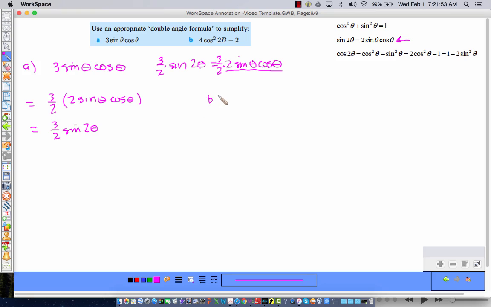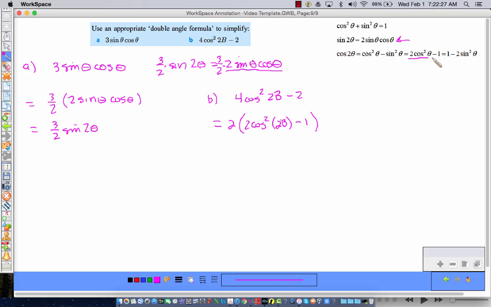Last example, let's take a look at part B. We want to simplify this: 4 cosine squared of 2b minus 2. First thing I'm going to do is factor out a 2. So that would be 2 times 2 cosine squared 2b minus 1. Okay, 2 times 2 is 4. 2 times negative 1 is negative 2. All is good.